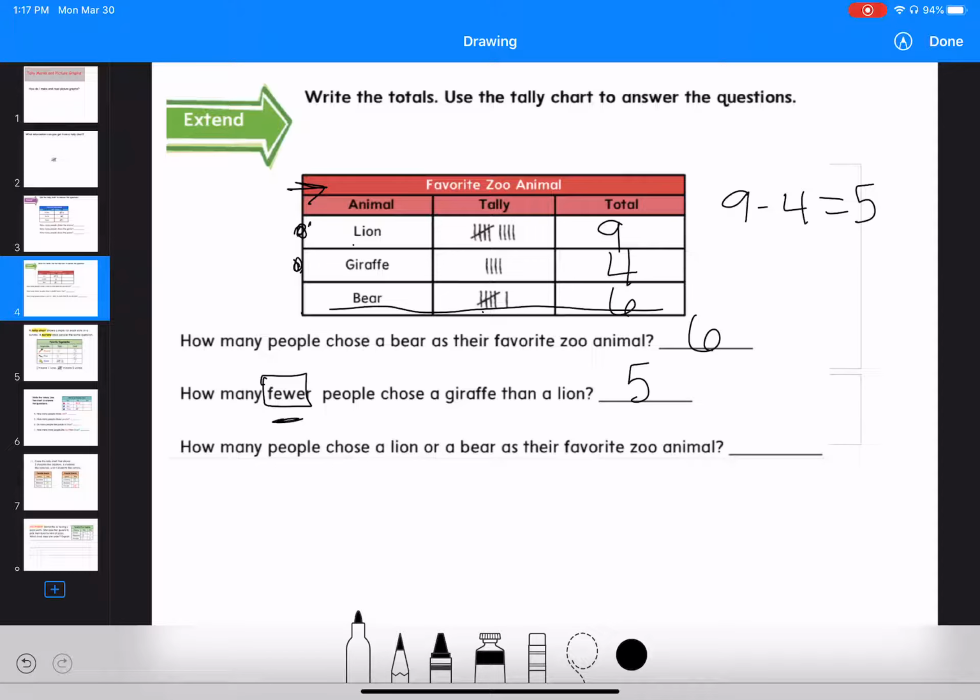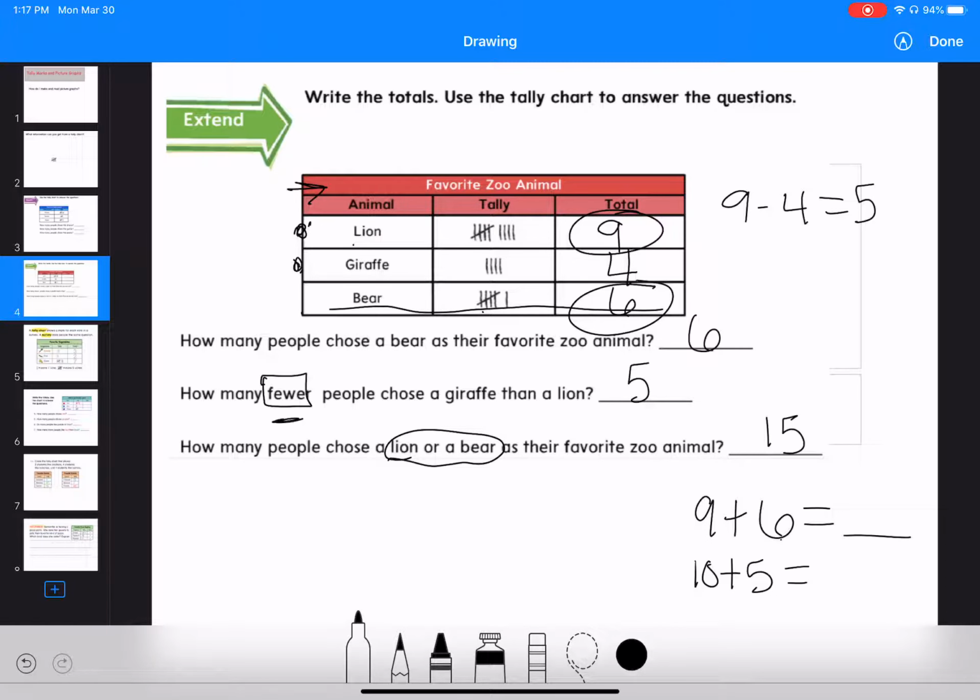Now our last question, how many people chose a lion or a bear as their favorite zoo animal? So lion or a bear. We're going to count all the votes for lion and all the votes for bear. So we have to take 9 plus 6 equals what? What I would do is the make 10 strategy. I would take 1 away from the 6, add it to my 9, so it makes 10 plus 5, which equals 15.